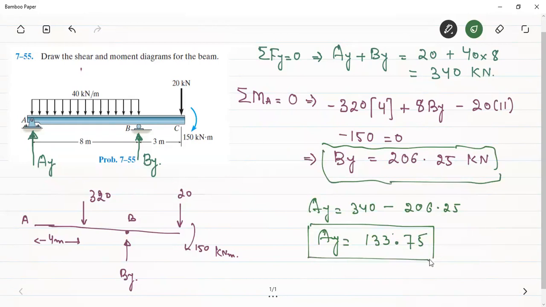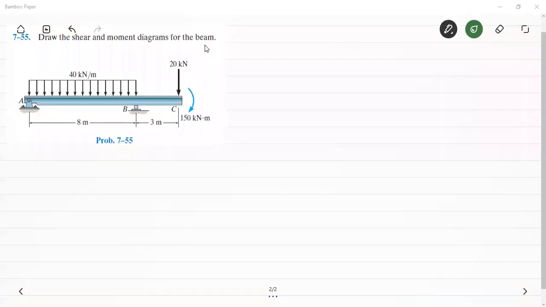So we have calculated both reactions at support A and support B. Now we are going to proceed to the shear force calculations. We are going to calculate the shear forces at different sections of the beam. For the first portion, let's calculate the shear force between sections A and B.